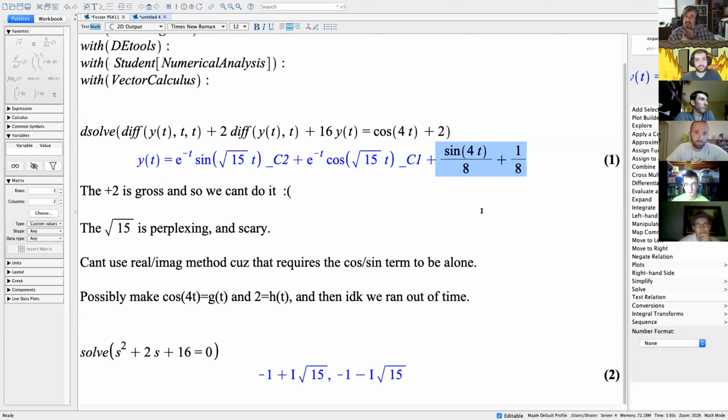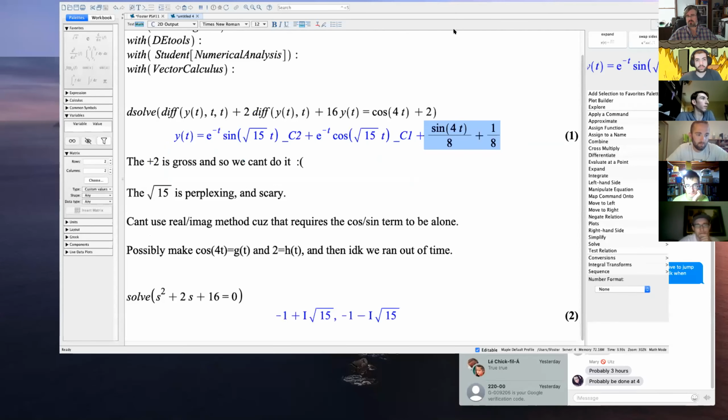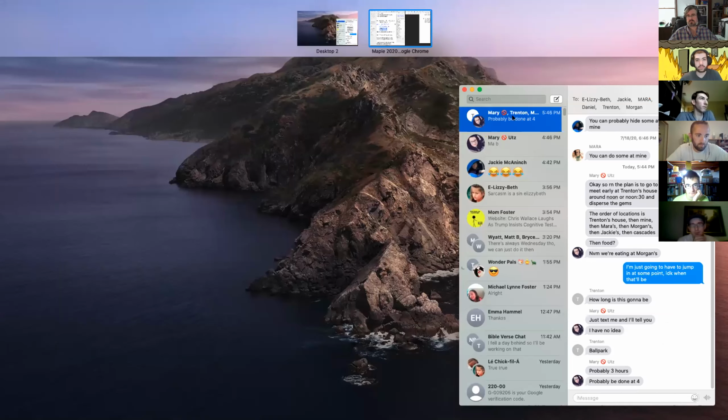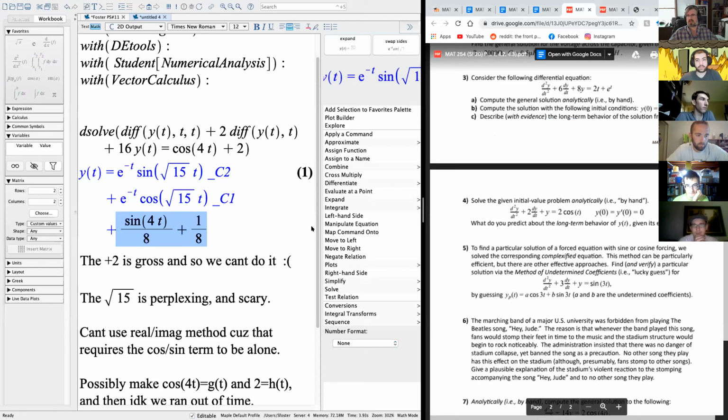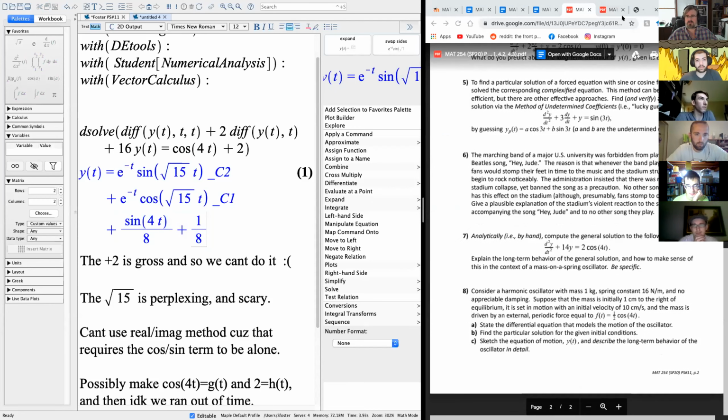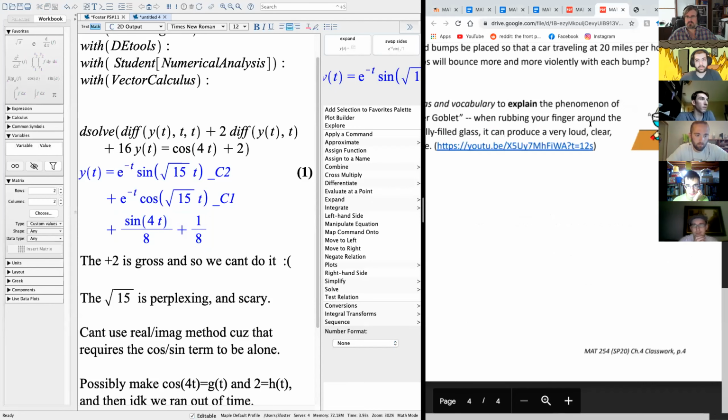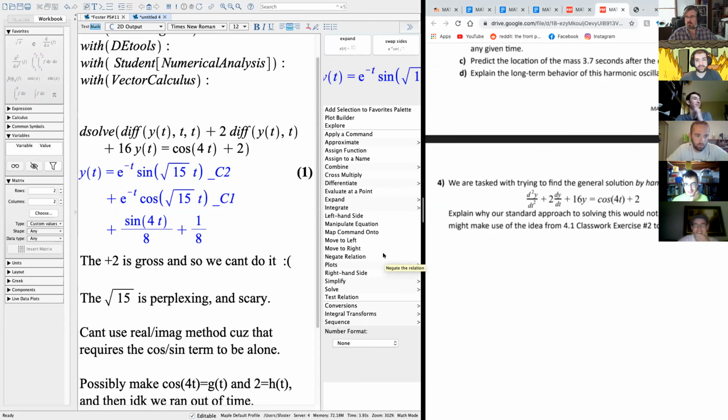And the equation that they solved was almost identical. The only difference was they didn't have a plus 2 on the forcing function. Their forcing function was just the cosine of 4t. The forcing function for this one is cosine of 4t plus 2.